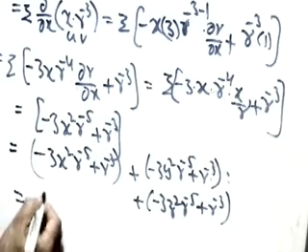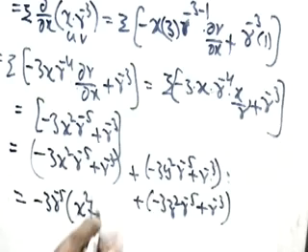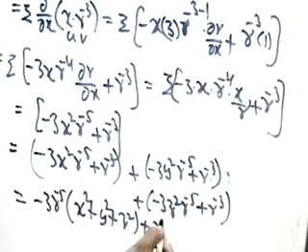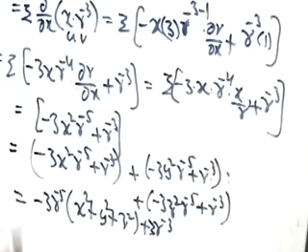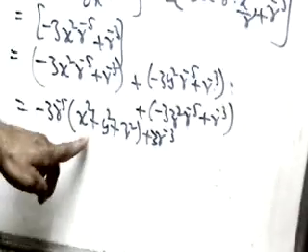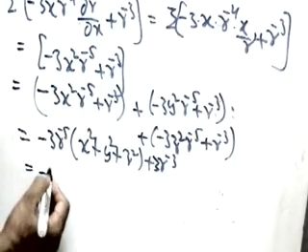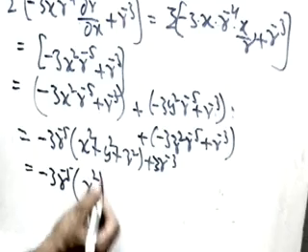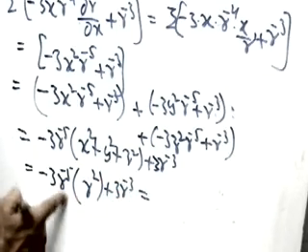You see here, we can take common from this 3. What we can take common? Minus 3 r power minus 5. If you take common, here we are left with x square, here y square and z square, plus r power minus 3, r power minus 3 and r power minus 3. Now x square plus y square plus z square is r square. So minus 3 r power minus 5 into r square, plus 3 r power minus 3.